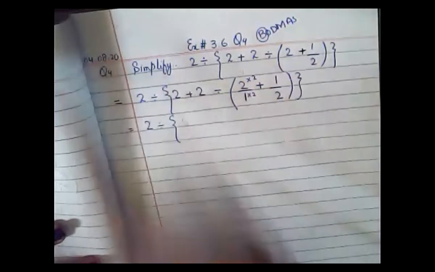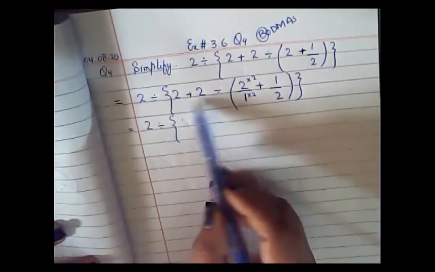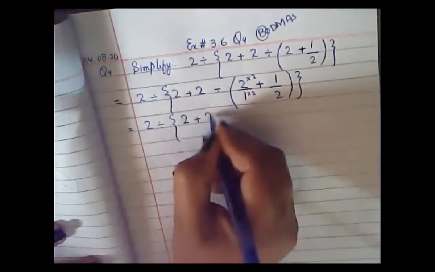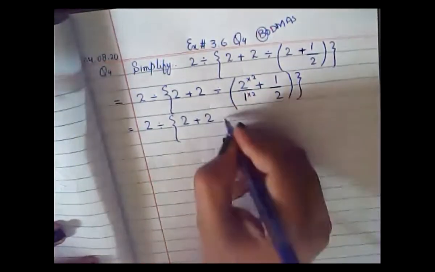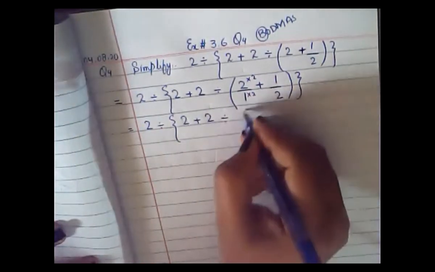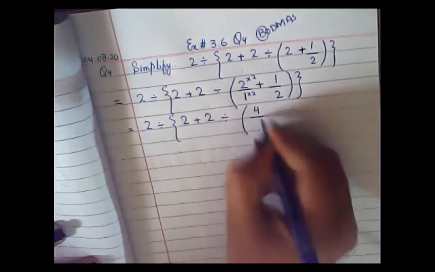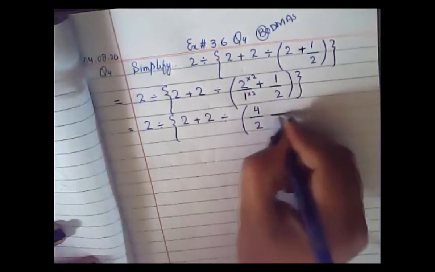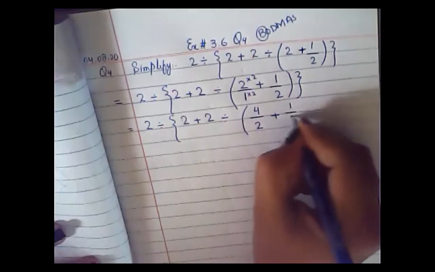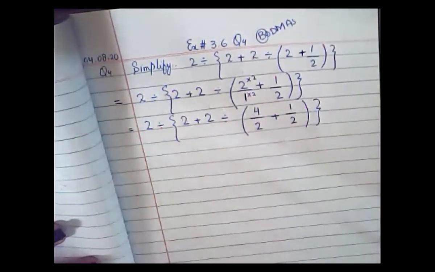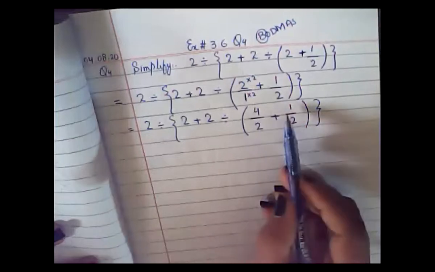Now, so we were doing this. Please do not write 2 plus 2 is 4 here, because you have to solve this bracket first. So you will simply write 2 plus 2 as it is, then the sign of division, then your round bracket: 2 twos are 4, and then it will become 2 plus 1 upon 2, and then your curly bracket. So in the next step you will add your numerator.